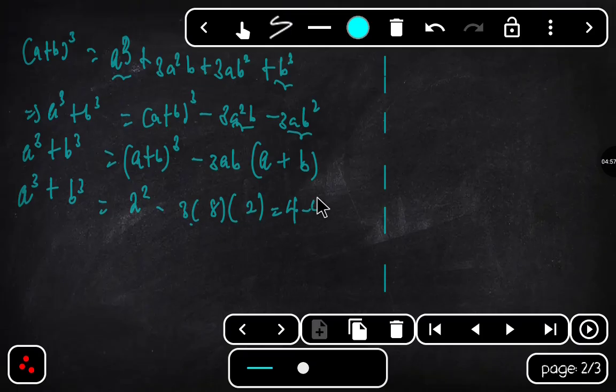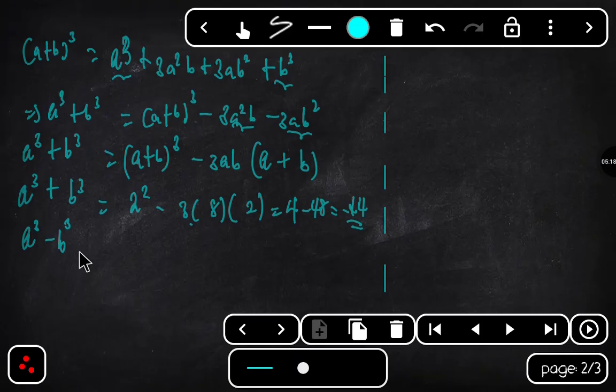So we have 4 minus 48, and that will give us negative 44. Negative 44. Okay, so that's the answer to that problem. So a raised to the power of 3 plus b raised to the power of 3 will give us negative 44. All right, and then last one we have to find, which is a raised to the power of 3 minus b raised to the power of 3.